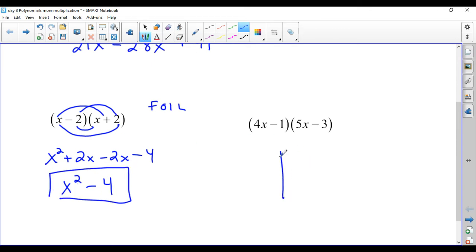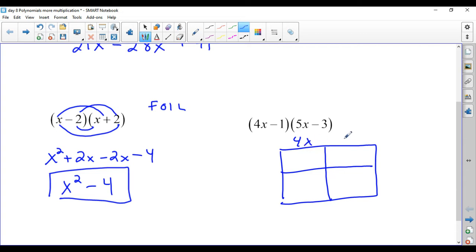The other method you can use is the box method. I have 4x minus 1. I can put that across in one direction. And I have 5x minus 3. I put that in the other direction. And it doesn't matter which one I put across and which one I put up and down. And in each box, I multiply what's in that row by what's in that column.